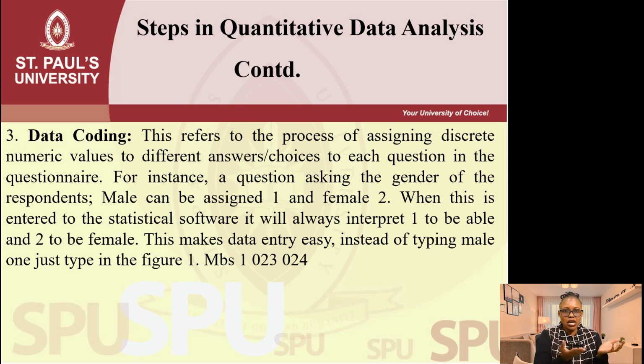So when you find a questionnaire where somebody comes from Nairobi and they have ticked Nairobi, when it comes to entering the information in the computer, instead of writing county Nairobi, you write 9. Or you write 3 if it's Kiambu, or you write 1 if it's Mombasa. So it's just a way of helping the computer understand the language that you are using. So data coding is number 3.